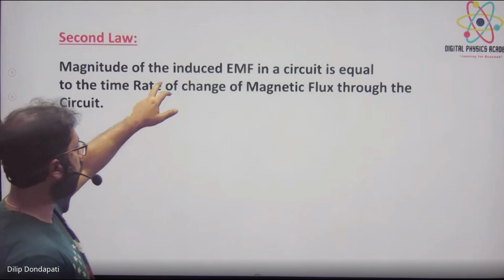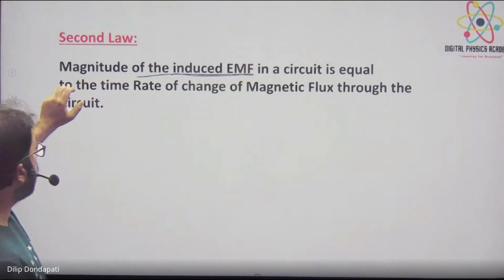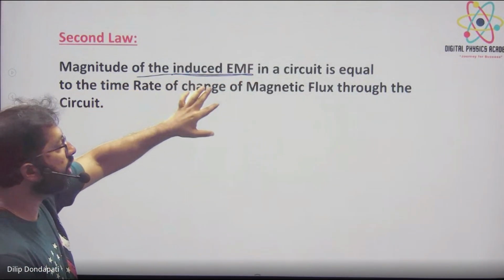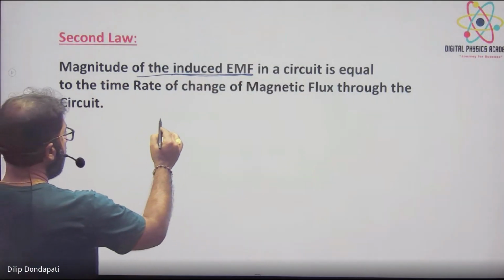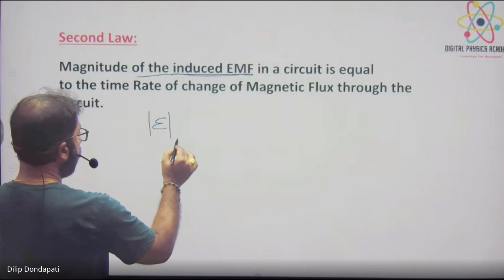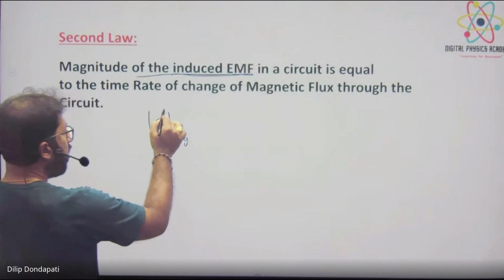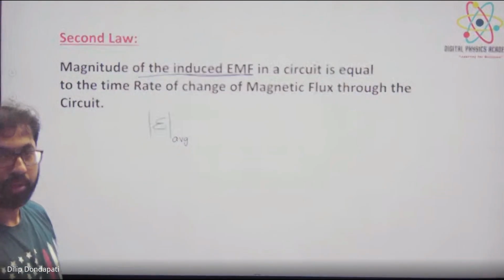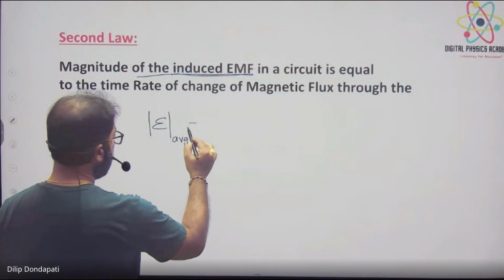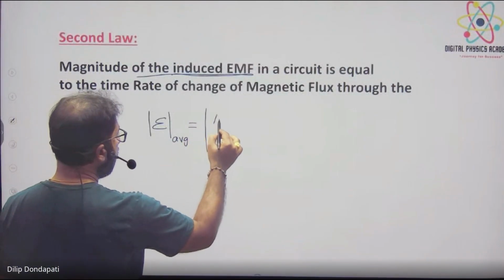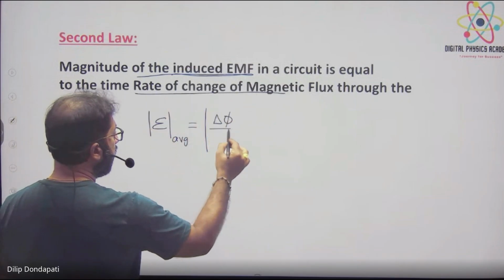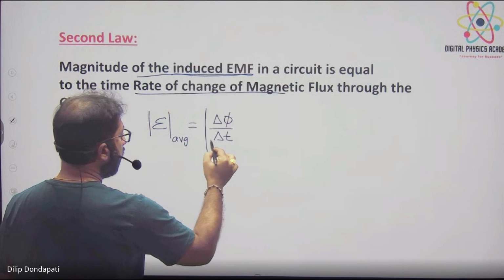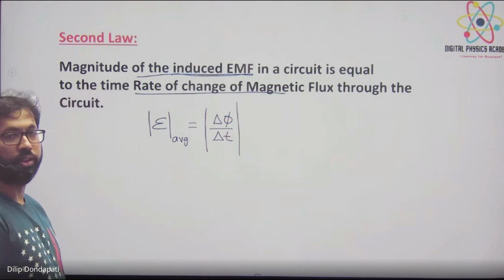Faraday's second law says the magnitude of induced EMF in the circuit is equal to the time rate of change of magnetic flux through the circuit. So the average induced EMF, with mod, is the magnitude of the time rate of change of flux. Time rate of change of flux means delta phi by delta t. This is the formula for induced EMF.